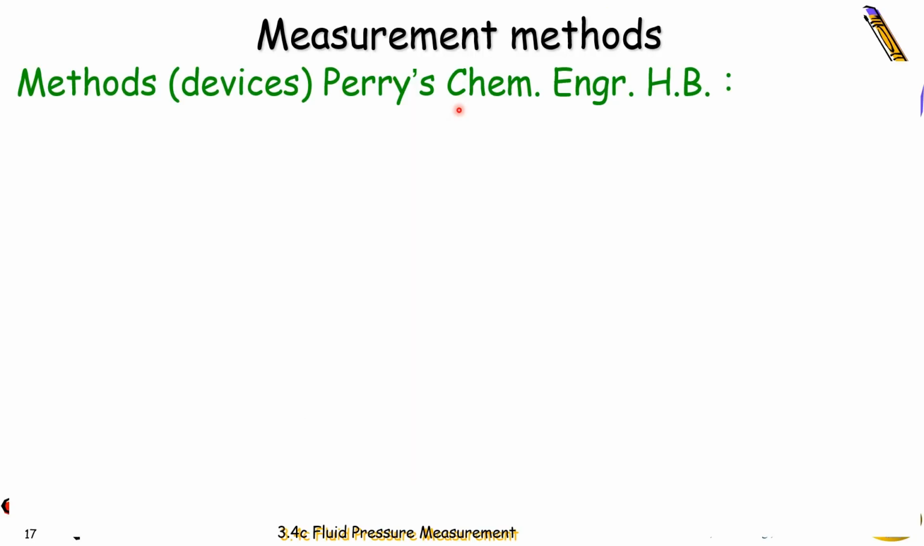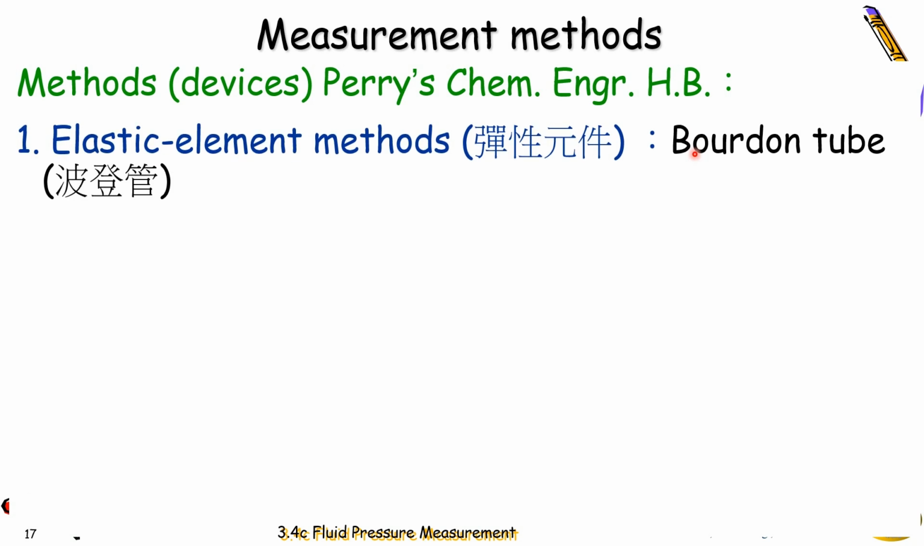tool. So you can find this in what is called Perry's Chemical Engineering Handbook. This is the Bible for the chemical engineer. But now you can just check most of the information on the internet if you want to. So the measurement method, the first one, and also the most important one, is called the elastic element method. We call it Bourdon gauge or Bourdon tube.